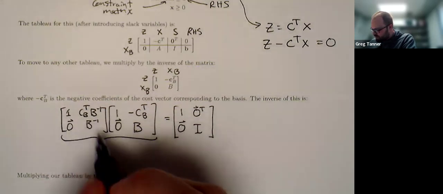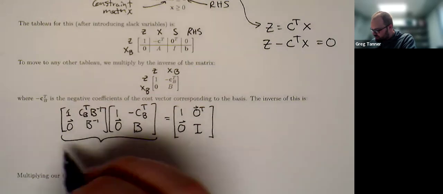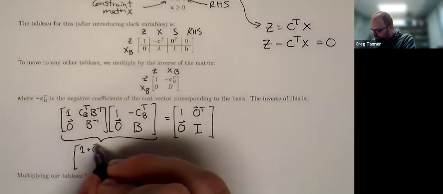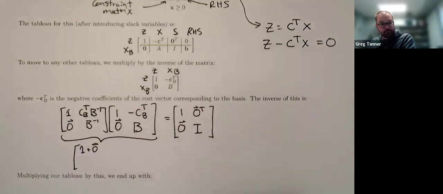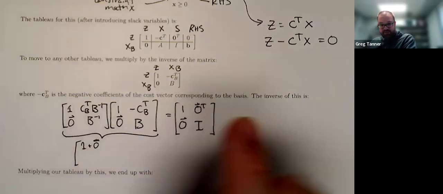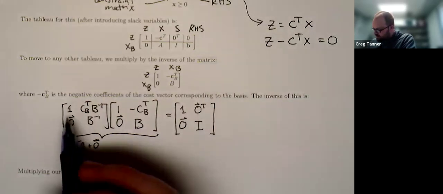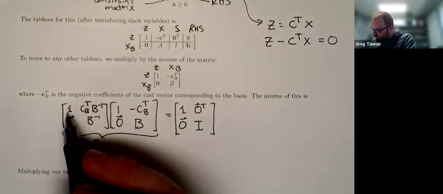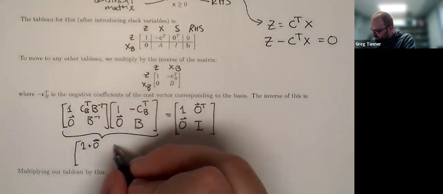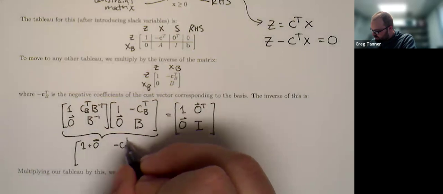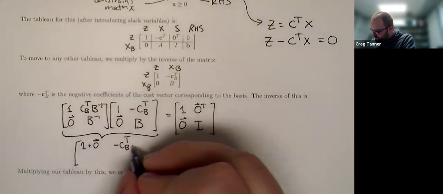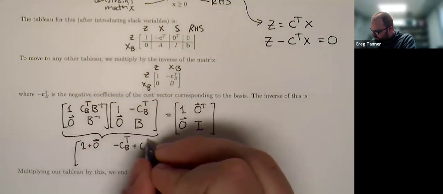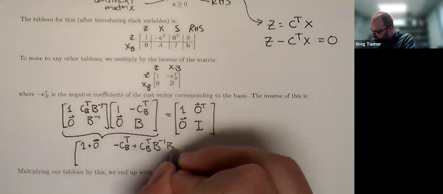And so 1 times 1 and this times the 0 vector, that will give us 1 plus 0. And that's not a vector, that's just a number. Okay, and so that gives us the 1 that we want. That's good. Let's do this row times this column to get this entry over here. And so we get 1 times negative CB transpose is going to be negative CB transpose. And then we'll get plus this times B. And so CB transpose B inverse B.